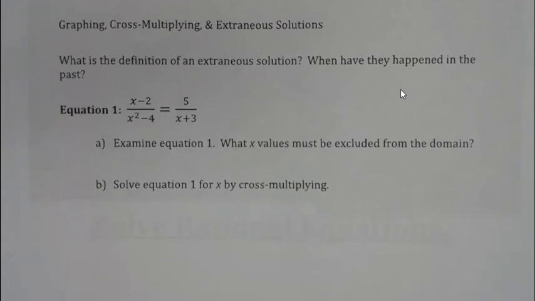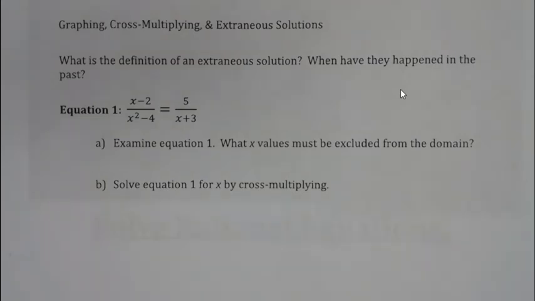So the first part, what is the definition of an extraneous solution? When have they happened in the past? Generally, it's when you find an answer to an equation that is going to make an error happen on your calculator. Those errors happen most of the time when you are trying to divide by zero, or if you're trying to take the square root of something that's negative. Both of those things give you answers that are extraneous, and they'll give you an error message on your calculator if you try to do them.